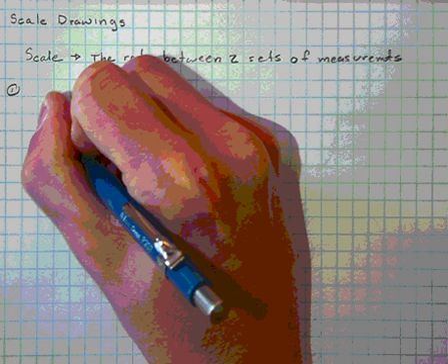Let's look at how to find scale given a model. Let's take 1, 2, 3. Let's pretend that that's 3 inches. Just pretending. And then 1, 2, 3, 4. We're going to pretend that that is 7 inches. So there's our rectangle.